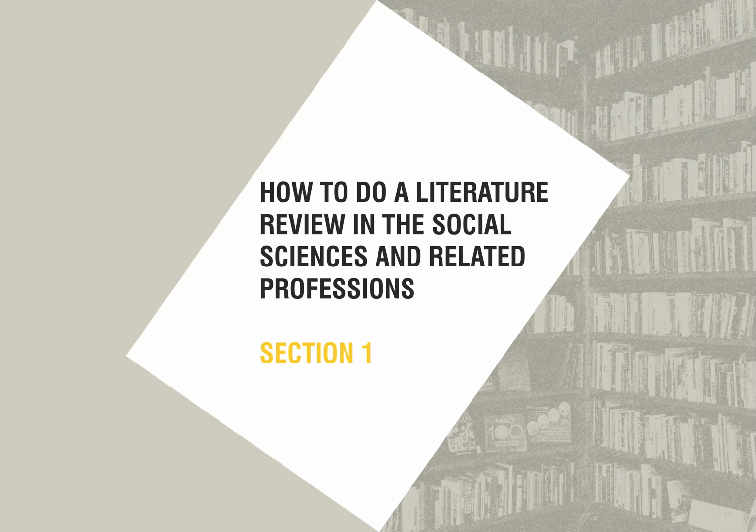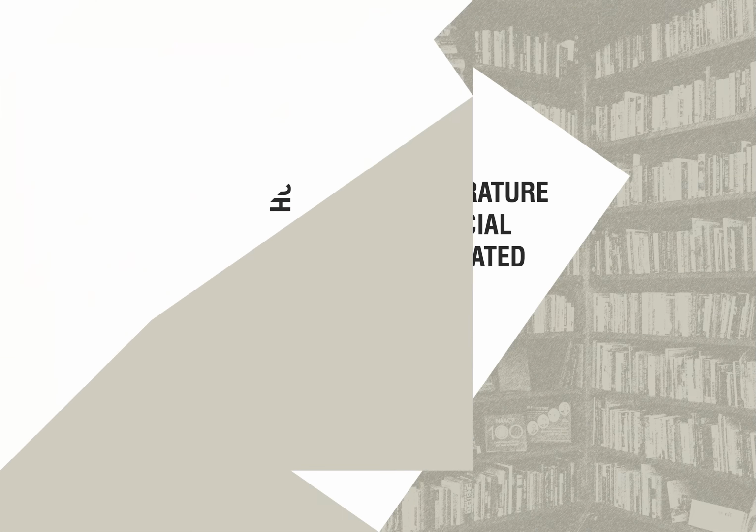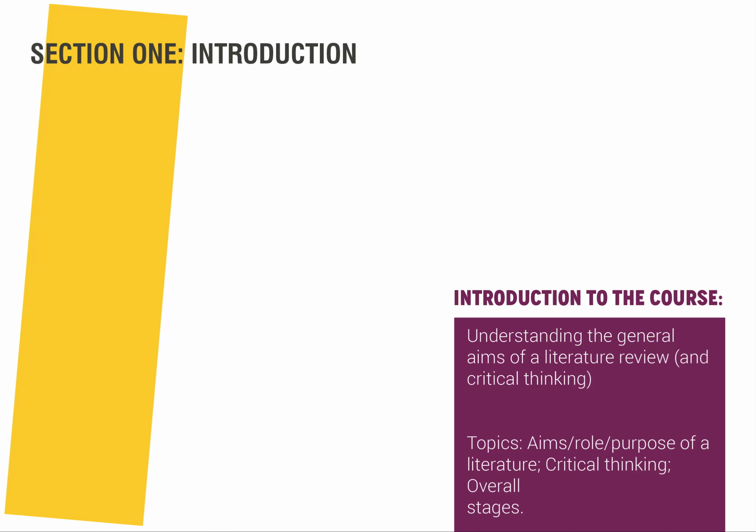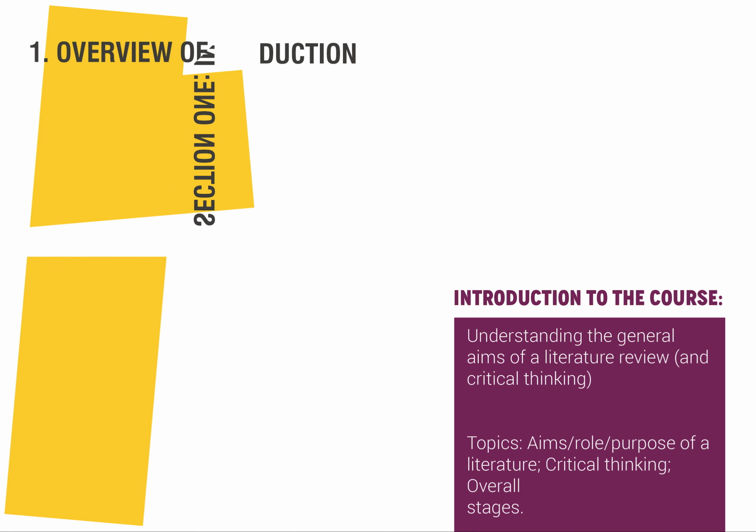So this is section 1. Here we cover the general aims of a literature review, its particular value, the overall stages that you undertake, and the role of critical thinking.